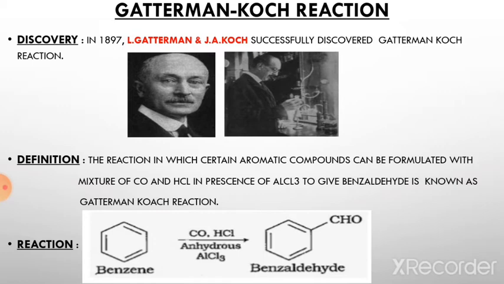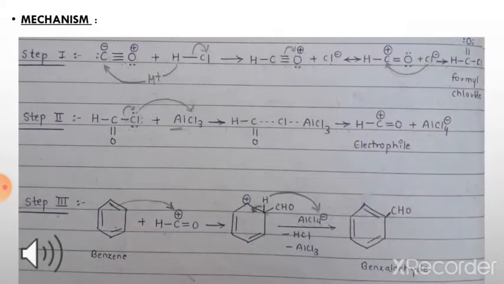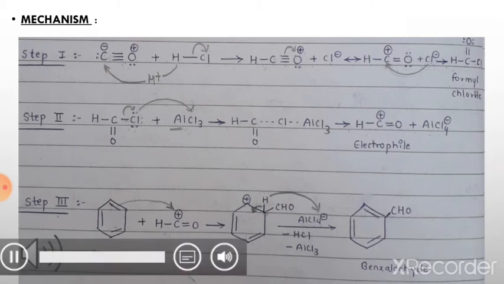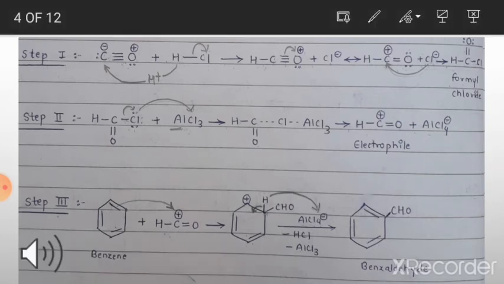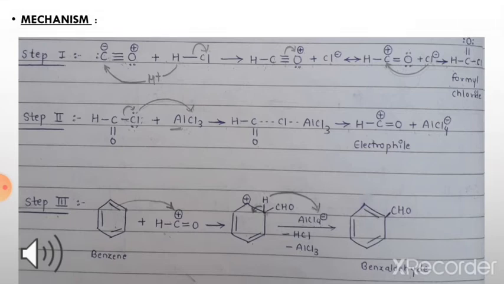Here is the reaction. You can see here is a benzene ring in presence of CO, HCl, anhydrous AlCl3, which acts as catalyst and is also called a Lewis acid, forms benzaldehyde. Let us see the mechanism of Gattermann-Koch reaction. In the first step, here is the Lewis dot structure of carbon monoxide reacting with hydrochloric acid.